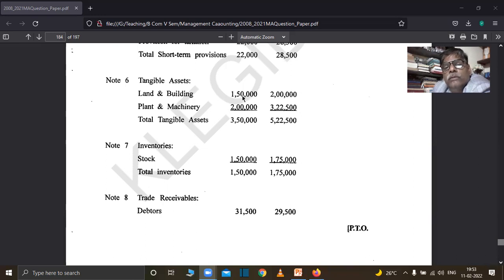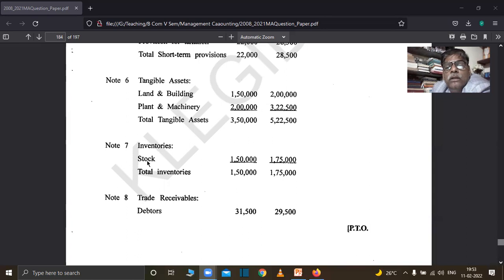If there is no adjustment, then you see here 1,50,000 land and building. Next is 2 lakh. 50,000 increase. 50,000 increase is the purchase of asset. Like this, you have to take decision. Okay. Next is plant and machinery. Plant and machinery 2 lakh. Next is 3,22,500. This is also increase. So this is also called as purchase. Okay. On this assumption you have to make.